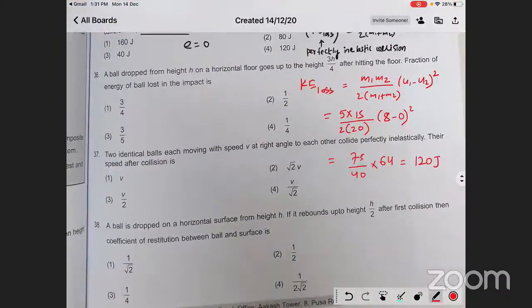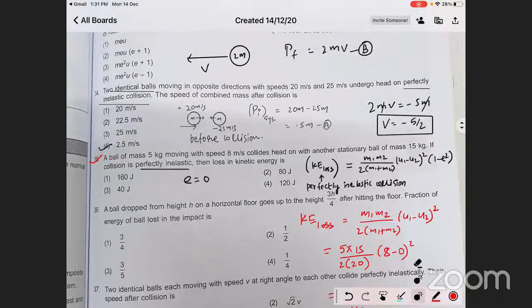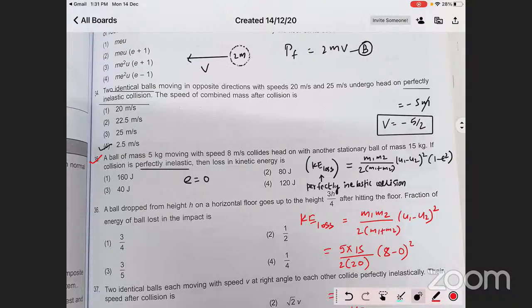So if I say question number 35 and 34, both are very important. It means they can come in your school exam. Shall I raise these two? Have you copied? Okay. Sinchana, are you there? Yes, sir. Okay.